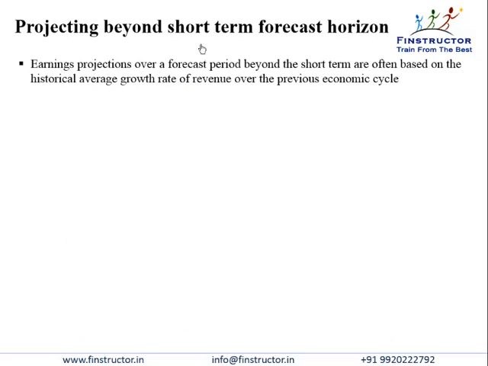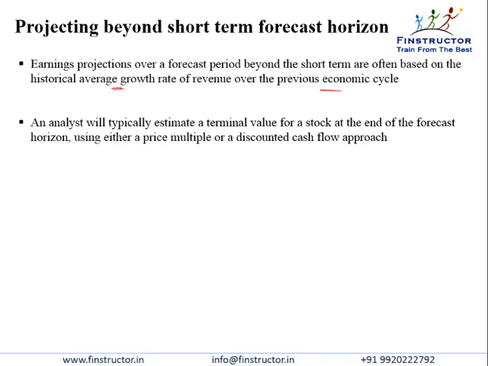Now, beyond the short-term forecast horizon, so for some period we have explicitly forecasted and projected the earnings. Beyond that period, we may need to make a terminal growth assumption, because the company is a going concern, so that value cannot be ignored. Just because we haven't forecasted it doesn't mean it doesn't exist. So earnings projections beyond the short term are often based on the historical average growth rate or the previous economic cycle, or the GDP growth, or some long-term sustainable growth rate that we can estimate.